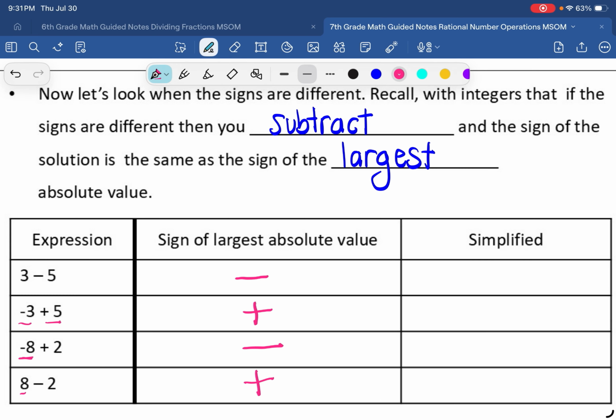So now I find the difference of the two numbers. The difference between 3 and 5 is 2. So then it's going to be -2. The difference between 3 and 5, again, is 2, but it's going to be a +2. The difference between 8 and 2 is 6, but it's going to be a -6. The difference between 8 and 2 again is 6, and this time it will be a +6.